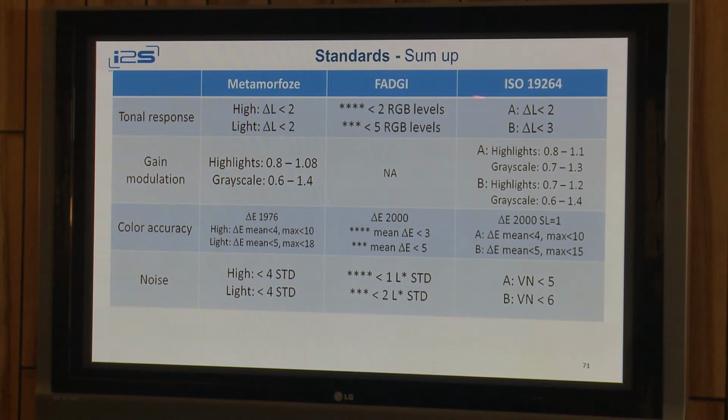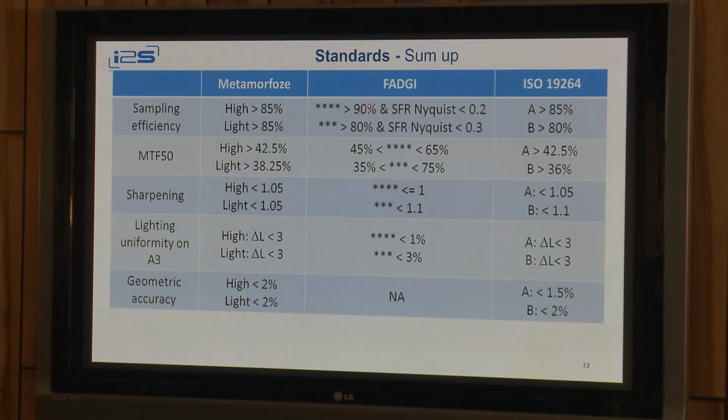You see for the tonal response, it's the same thing. The gain modulation is very close. The color accuracy is still difficult to compare because the unit formula is different. But again, Metamorphose will go to that in the next version. The noise, it's difficult to compare because it's visual noise. What you can see here, this Fudgy 4 star is always more difficult to reach than ISO or Fudgy. If you take the other one, you know, Fudgy is 90%, it was 85 plus that. So both make it very difficult.